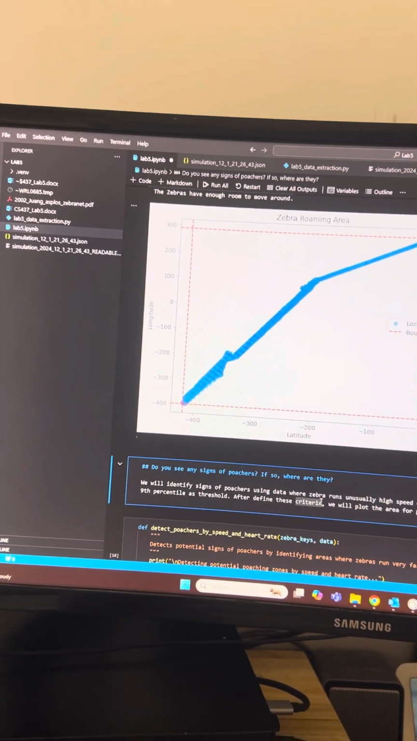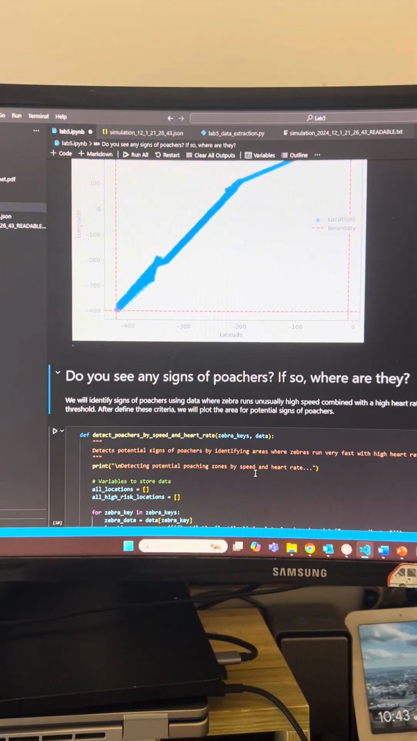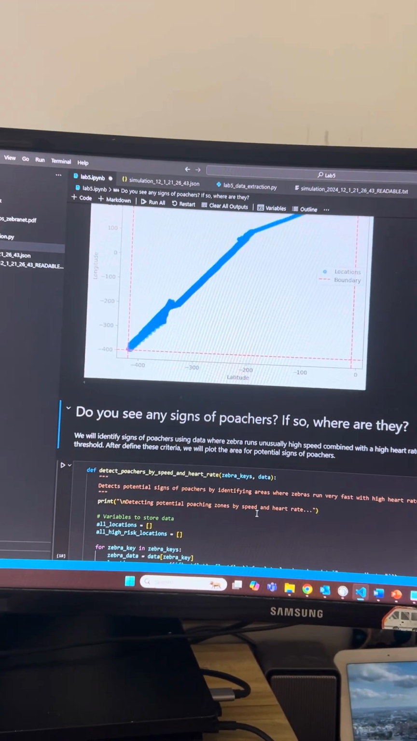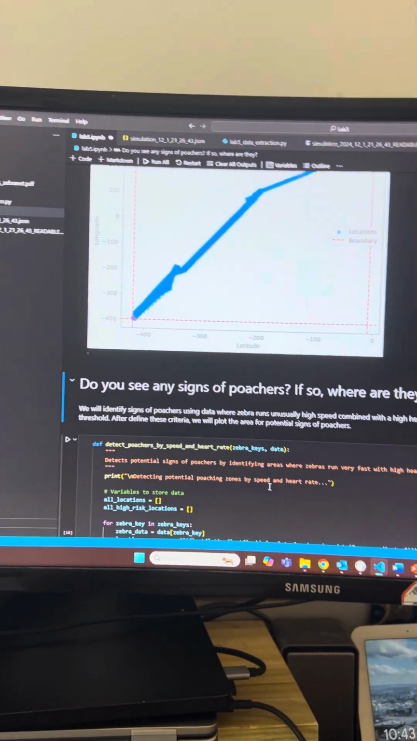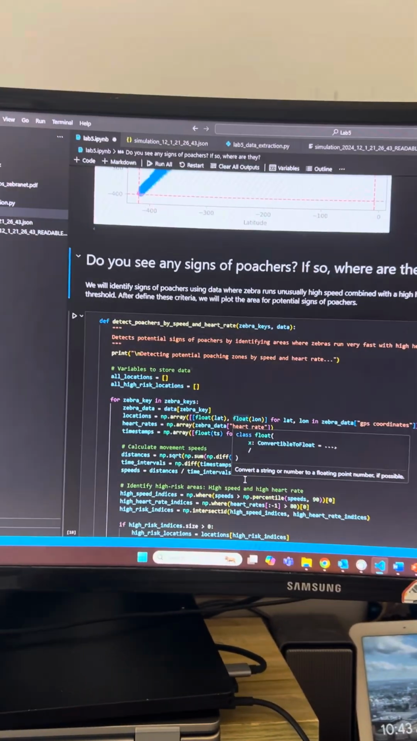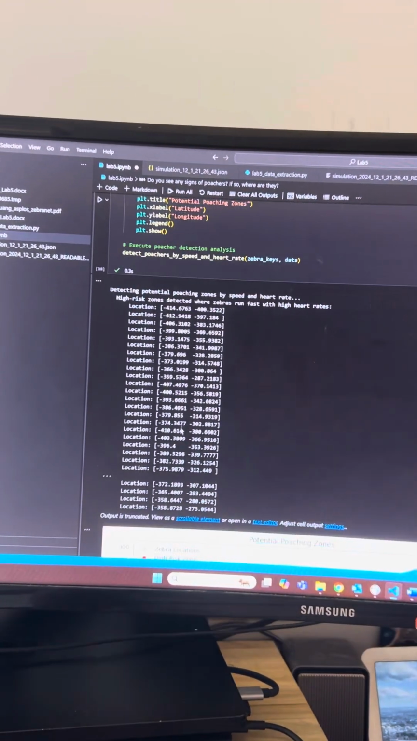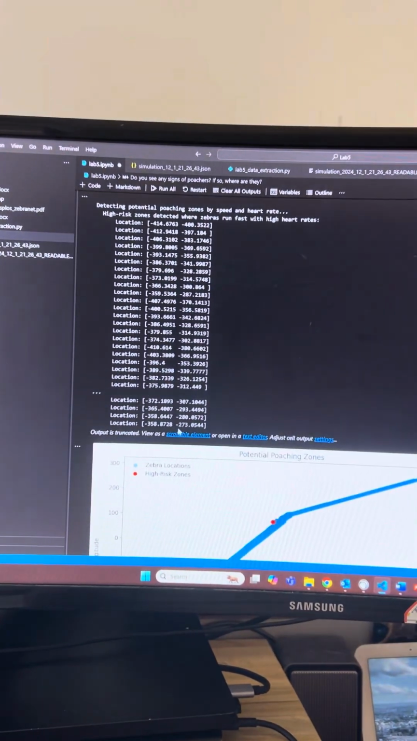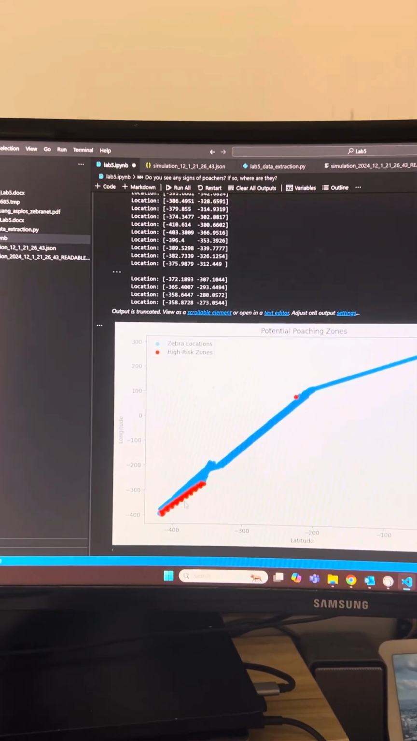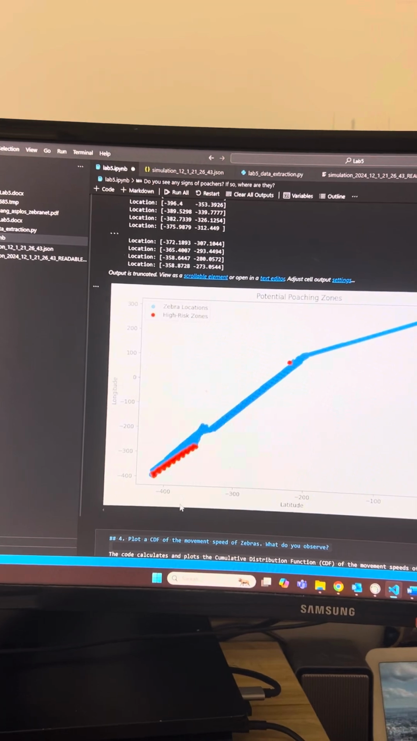The third is whether there's any threat. The way I do it is to define whether a zebra runs very fast with a high heartbeat. Here I put 80 as a high heartbeat and the 90th percentile for speed. If the zebra runs extremely fast with high heart rate, then they may be facing a threat. Here I'm plotting the locations where they qualify, and these are the high risk areas. It's concentrated, so the zebras must run very fast in this area. I consider this a potential poaching zone.